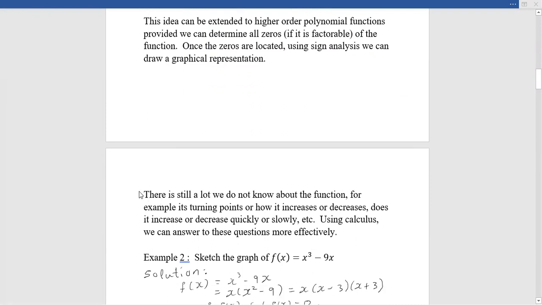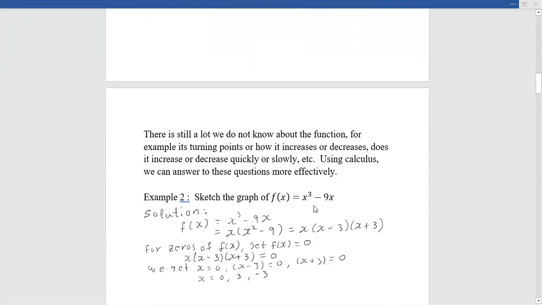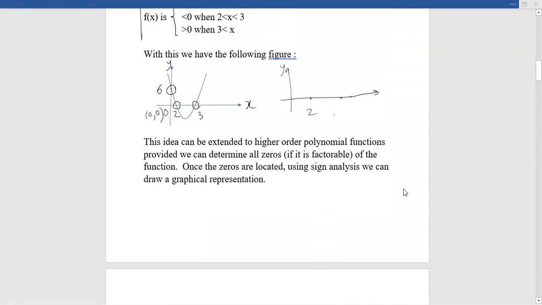As I said, we still don't know a lot about this, where it is increasing, decreasing, basically the shape of the function. When I say shape, that means, okay, we know it is coming to this point, but we don't know if it comes like this, or even here, we don't know if it goes like this, or if it goes like this, right?